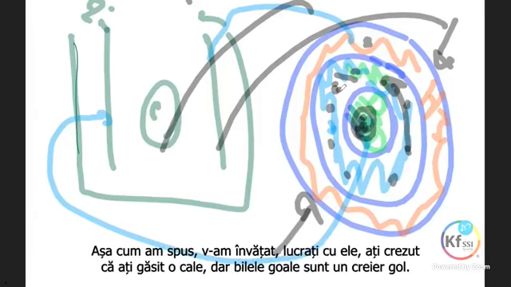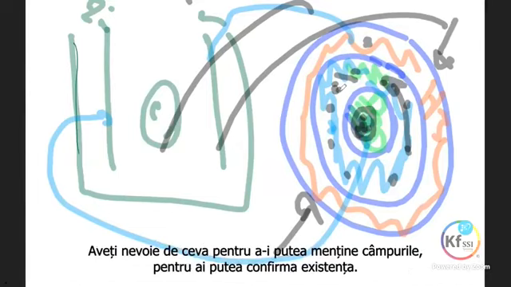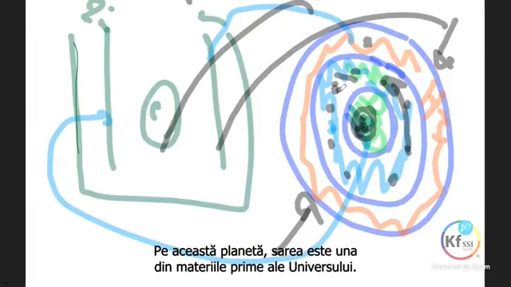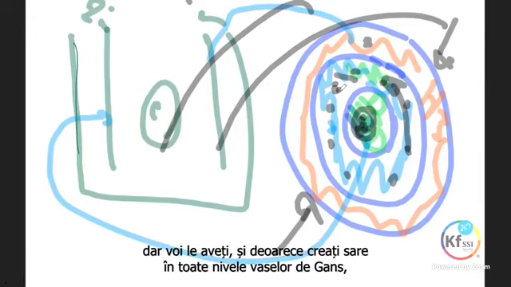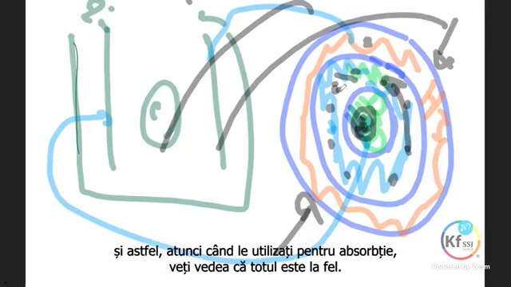As I said, I taught you, you worked on it, you thought you found a way, but a hollow ball is a hollow brain. You need something to hold the fields of it to confirm its existence. On this planet, salt is one of the commodities of the universe. We use different things in the universe to slow down so that we can absorb neutrons and whatever. But you have it, and because you create salt in all levels of the gas holding, when you use it in the air for the absorption, you'll see everything is the same.